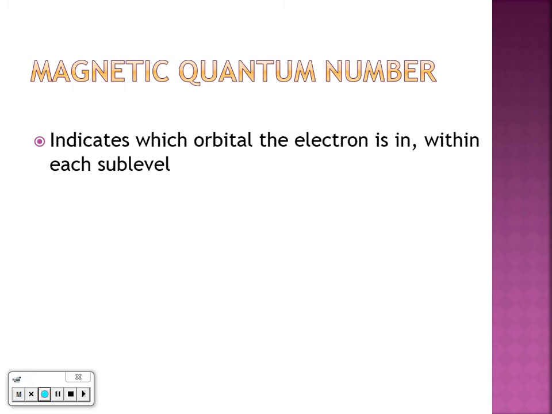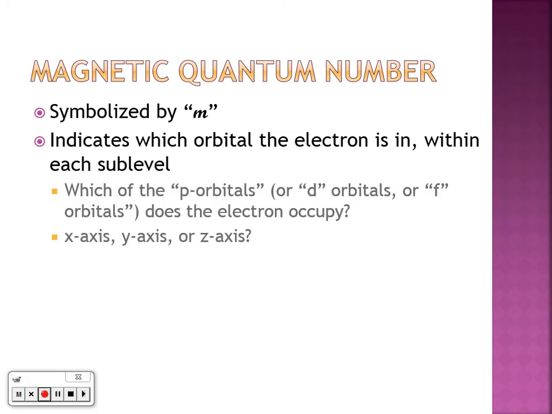So first, we use a lowercase letter m to represent the magnetic quantum number. Okay? So, third page, magnetic quantum number. Top of the third page here, we use lowercase letter m, okay? And we talk about distinguishing x-axis orbitals from y-axis orbitals from z-axis orbitals.